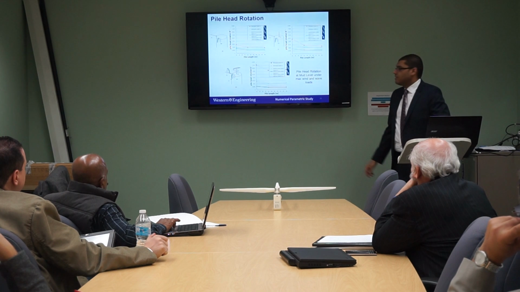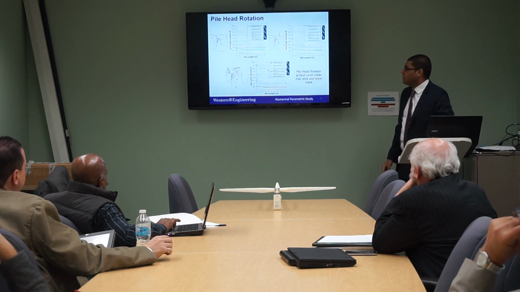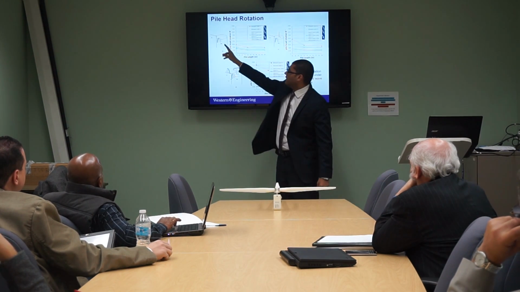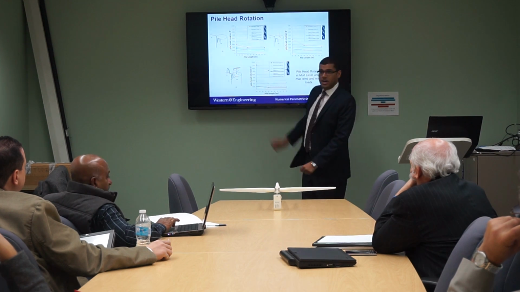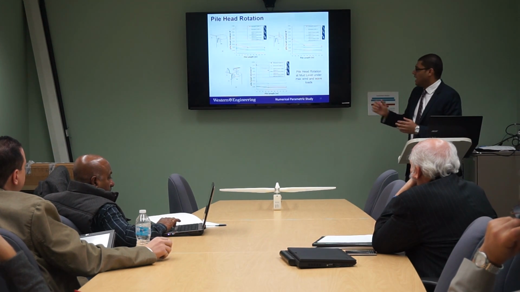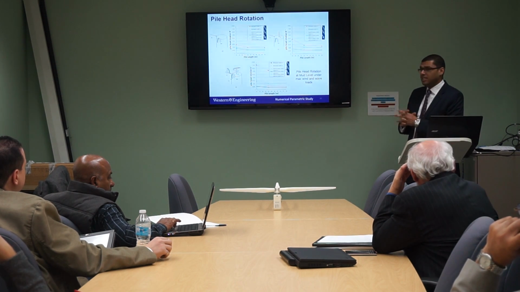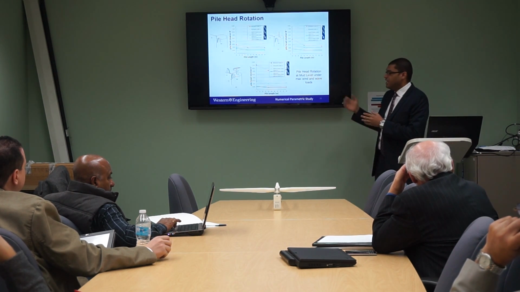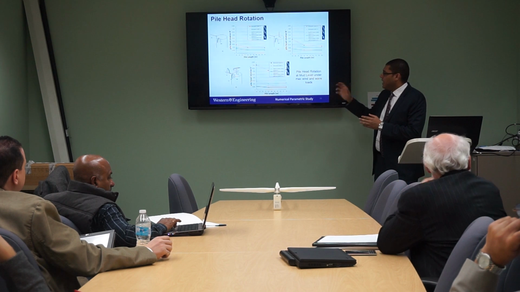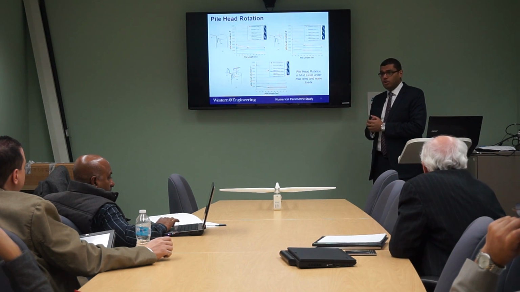We also calculated the pile head rotation at mud level for the different systems, also under different load combinations, to see the maximum pile head rotation. And this is one of the characteristics of DNV, that the pile head rotation should not exceed 0.5 degrees.